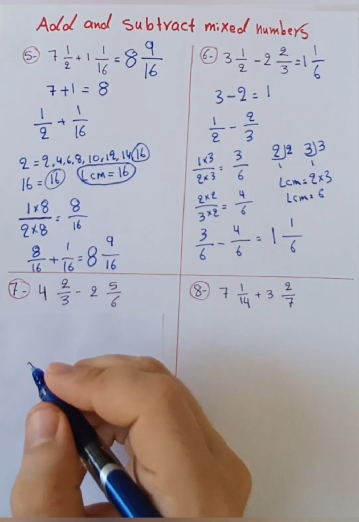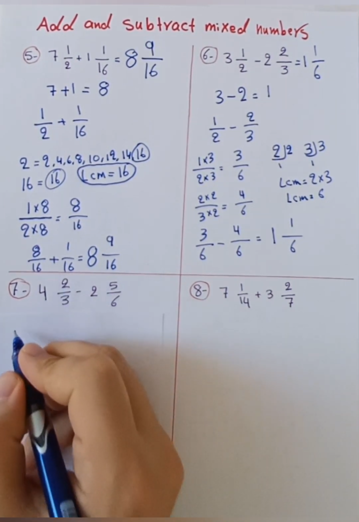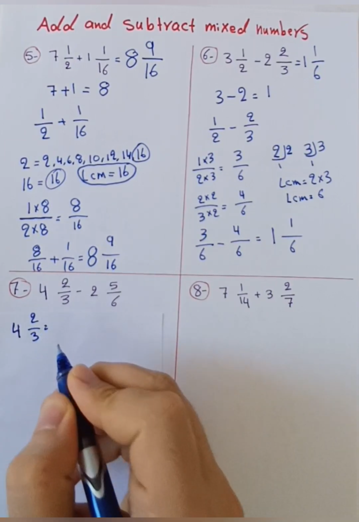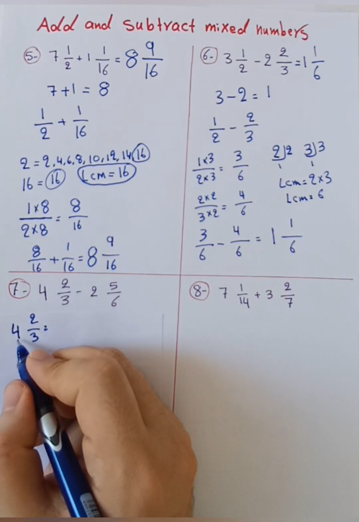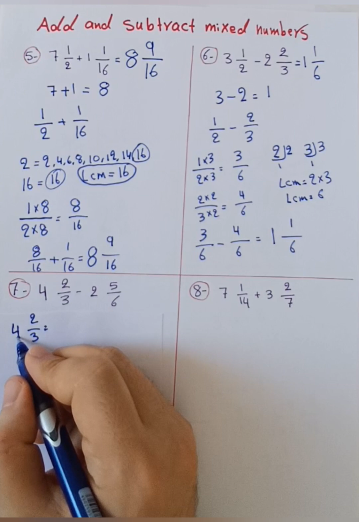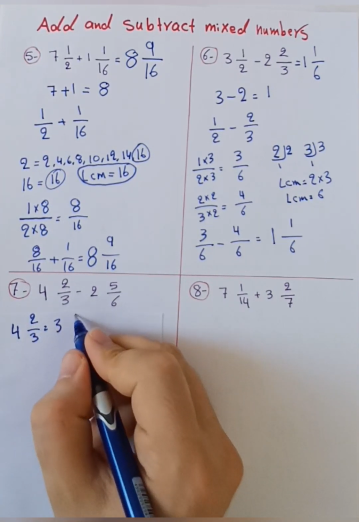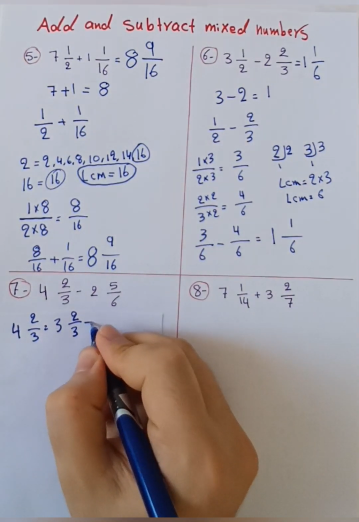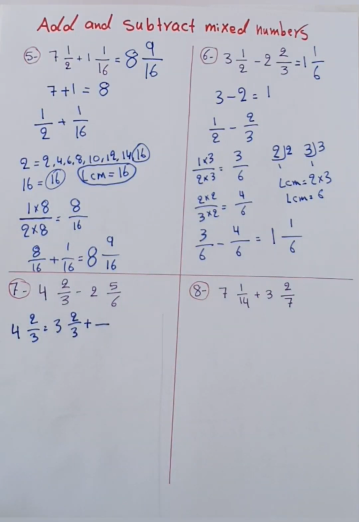So you have to change the big mixed number. The big mixed number is 4 and 2 out of 3. When we change this mixed number, we have to subtract 1 from the whole number. 4 minus 1 equals 3. And then we have to write the fraction without change, and then plus. We have to draw a line for the second fraction.